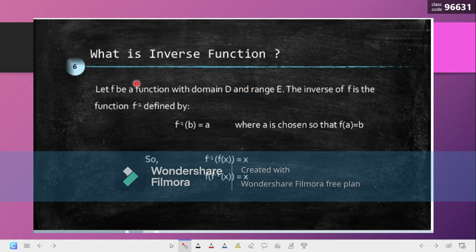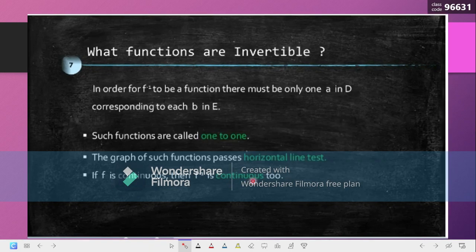So, what is again an inverse function? Let f be a function with domain D and range E. The inverse of f is the function f of negative 1, defined by f inverse of b equal to a, where a is chosen so that f of a is equal to b. So the inverse of f of x is equal to x. Then f of the inverse of x is equal to x. Okay. So what functions are invertible? Again, in order for an inverse function to be a function, there must be only one a in D corresponding to each b in E, meaning to say one-to-one functions.